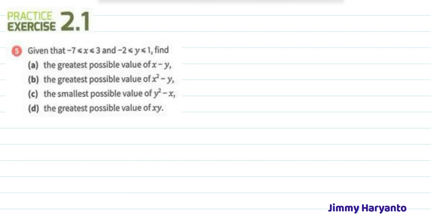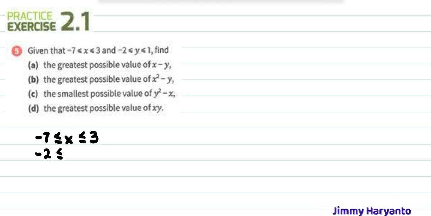Okay, next is question 5. For question 5, we have negative 7 less than or equal to x less than or equal to 3. That means the smallest number of x is negative 7 and the largest is 3. And then for the y, the smallest is negative 2 and the largest is 1.